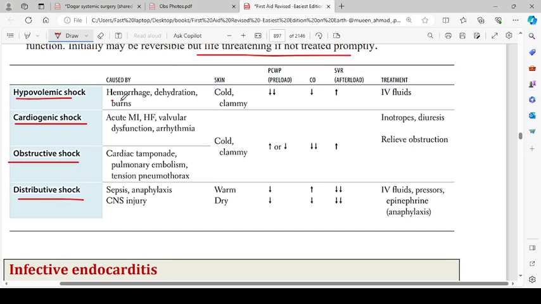Hypovolemic shock is caused by hemorrhage, dehydration, and burns. Burns cause dehydration mainly. The skin in this kind of shock will be cold and clammy. The pulmonary capillary wedge pressure, the preload, or the left atrial pressure will be decreased because there is not enough blood to enter the heart.